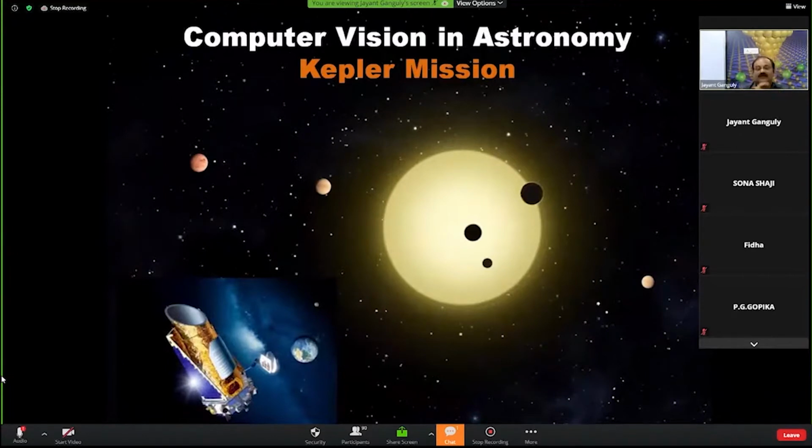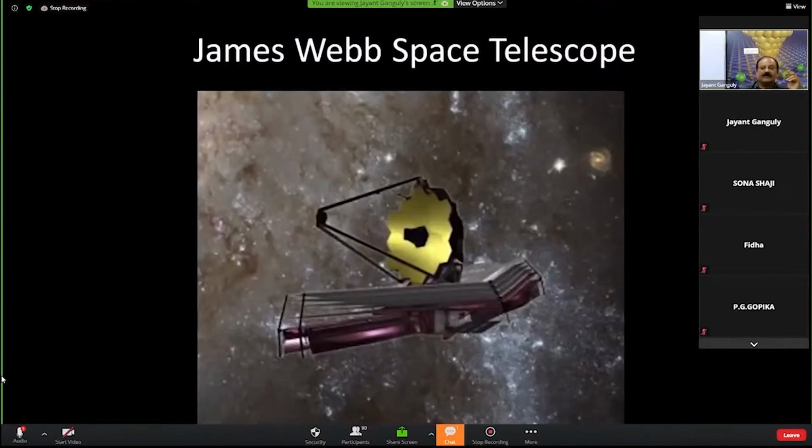So the Kepler mission was one such mission which was envisioned, and again computer vision, all the data collection detectors and all the technologies were put to the test, and we have a flood of data from this particular mission, and astronomers are analyzing that.